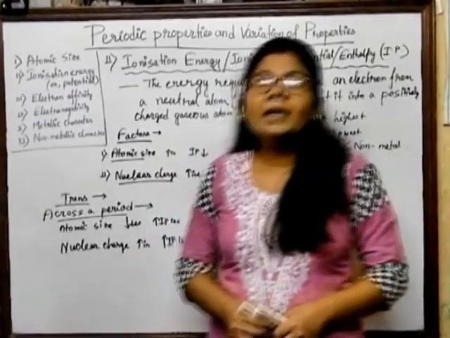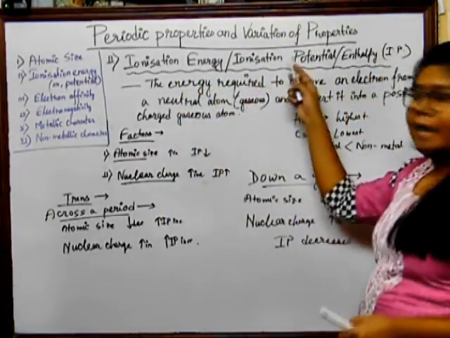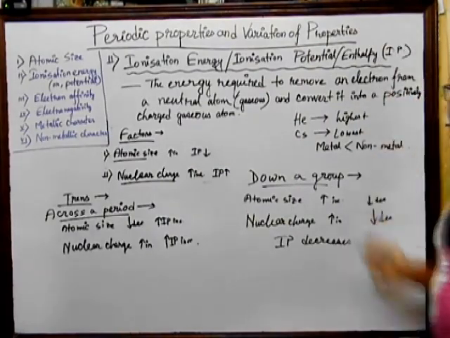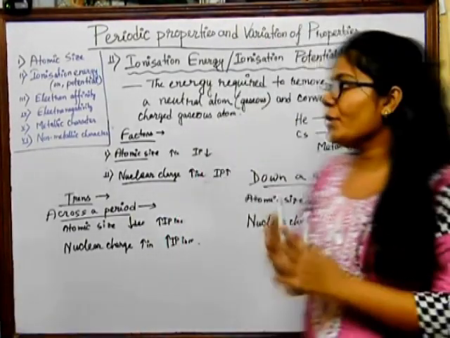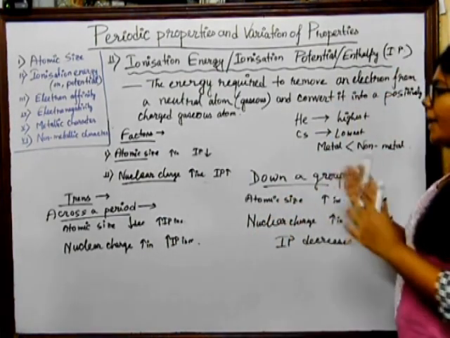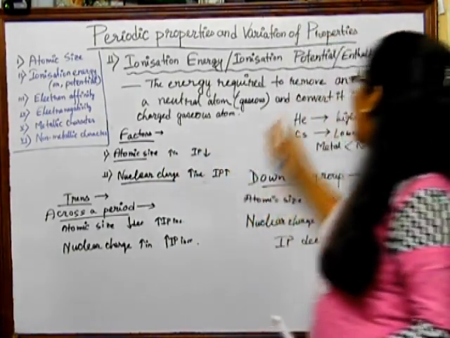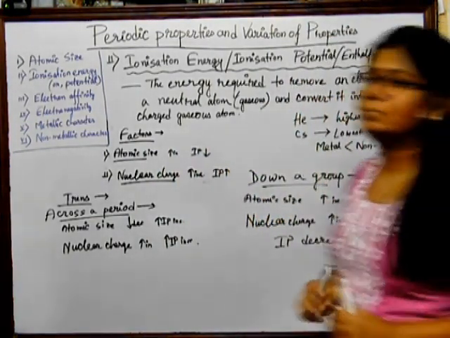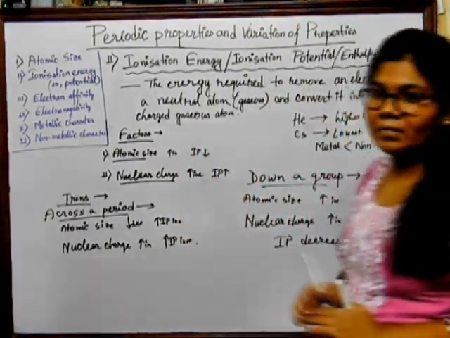Okay. Next, come to the second property, ionization energy or ionization enthalpy or ionization potential, IP. What is ionization energy? The energy required to remove an electron from the outermost shell of a neutral gaseous atom and convert it into a positively charged gaseous ion. That energy is called the ionization energy.